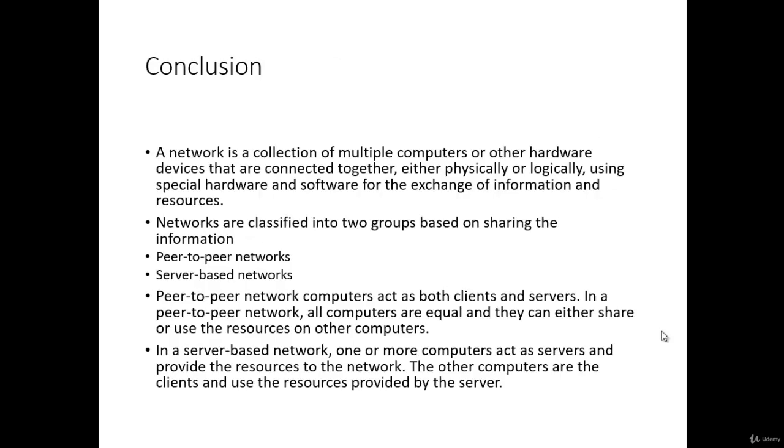Conclusion: a network is a collection of multiple computers or other hardware devices that are connected together either physically or logically using special hardware and software for the exchange of information and resources. Networks are classified into two groups based on sharing the information: peer-to-peer networks and server-based networks. In a peer-to-peer network, computers act as both clients and servers. All computers are equal and they can either share or use resources on other computers. In a server-based network, one or more computers act as a server and provide the resources to the network. The other computers are the clients and use the resources provided by the server.